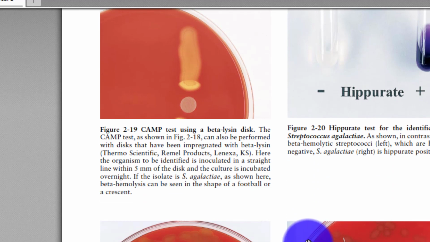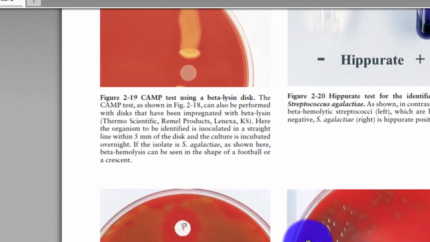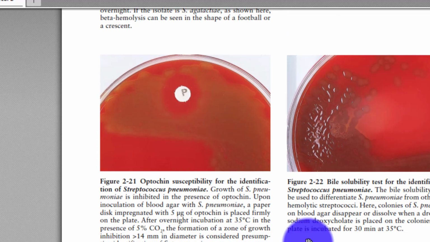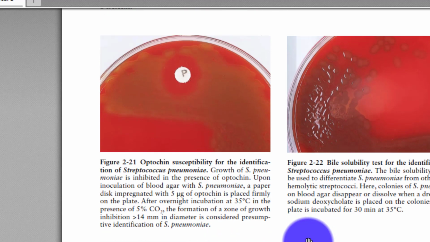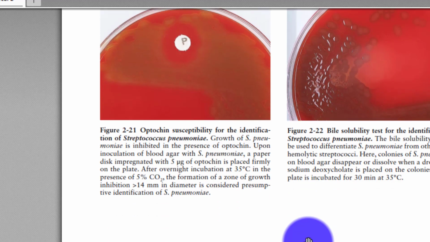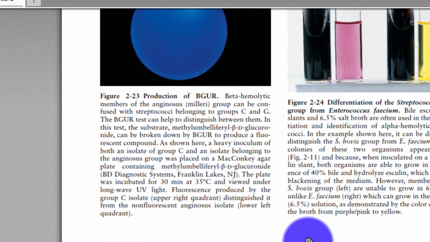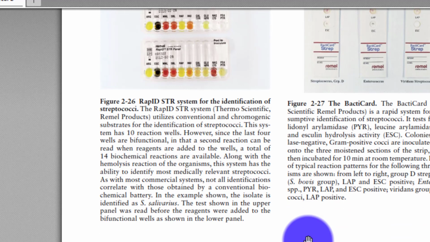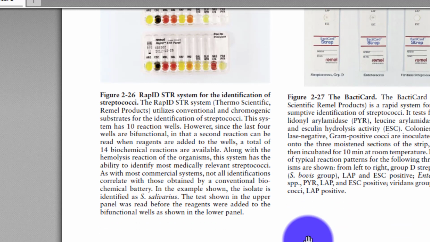Hippurate test for identification of Streptococcus agalactiae. Here, optochin susceptibility for identification of Streptococcus pneumoniae. Bile solubility test for identification of Streptococcus pneumoniae. The differentiation of Streptococcus bovis group from Enterococcus faecium. Rapid system for identification of Streptococci.